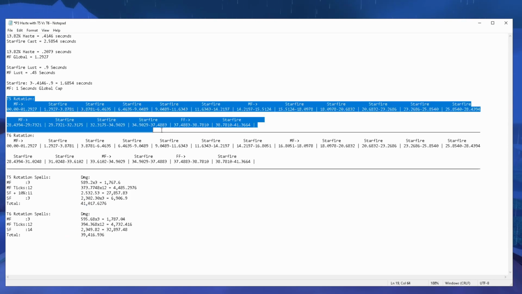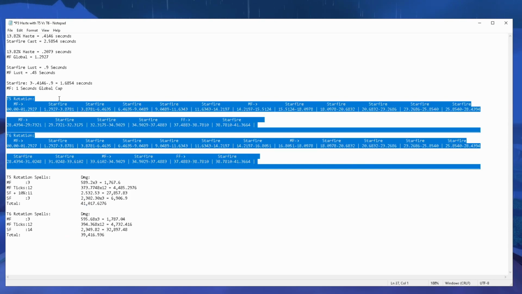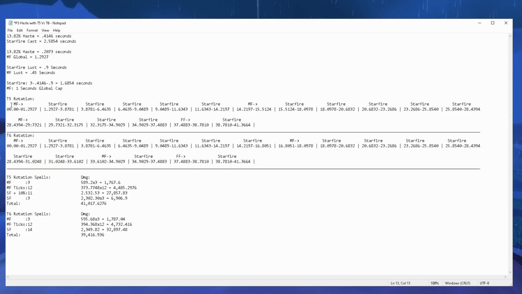So up here is a normal tank and spank rotation for tier 5 and tier 6. So we have Moonfire, Starfire, and then we get down to a Faerie Fire, and then I had one extra Starfire after the Faerie Fire. It came out to the same amount of time. We really do the same spells in that rotation, just a little bit apart from each other, but it all works out to be basically the same amount of each spell.